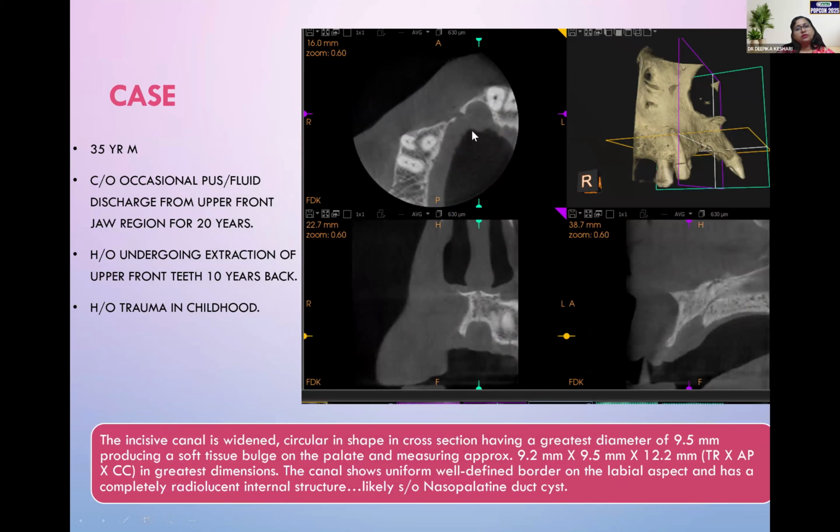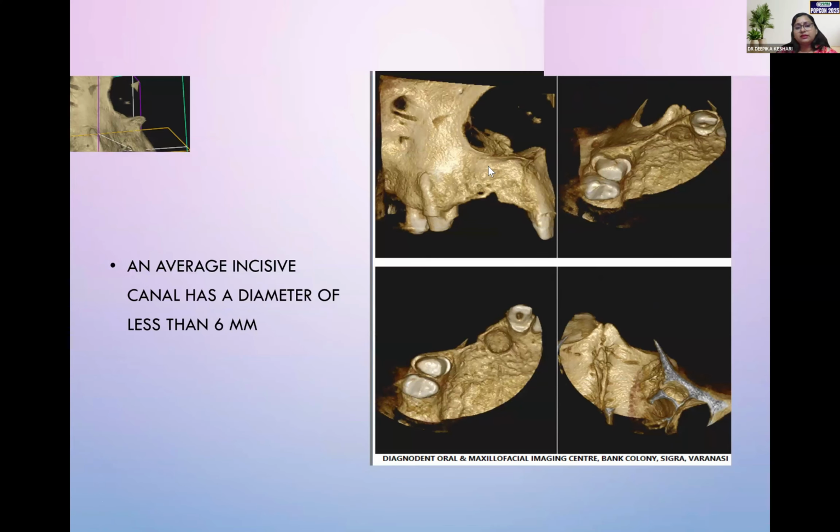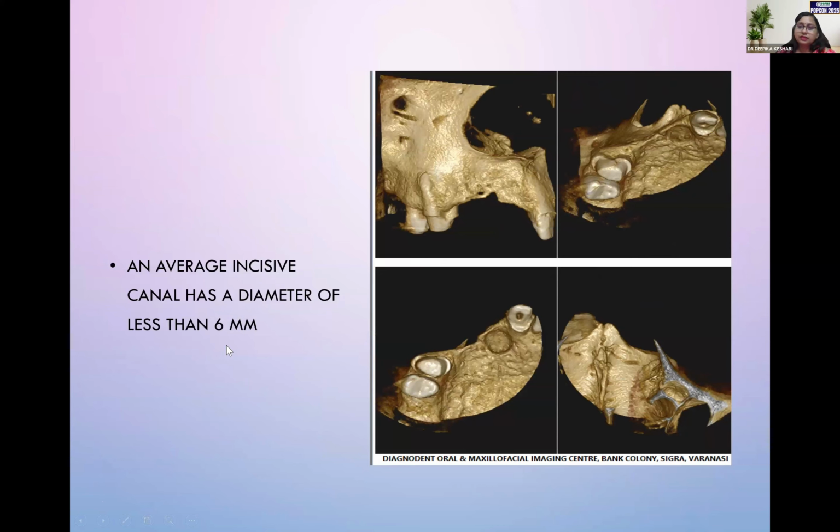When we did CBCT, we could see that the incisive canal is widened, circular in shape in cross section, having a greatest diameter of 9.5 millimeter, and also producing a soft tissue bulge over here. So it was a case of nasopalatine duct cyst. The average size of an incisive canal is less than 6 millimeter, but it was 9 millimeter in this case.